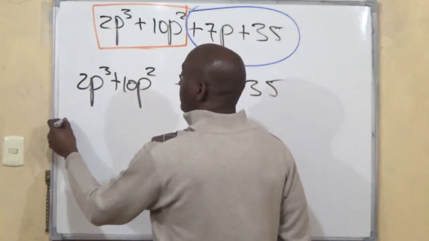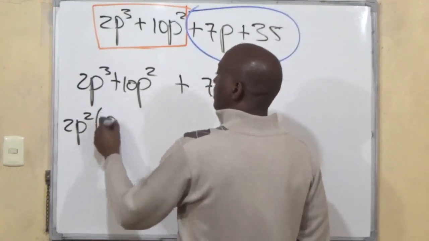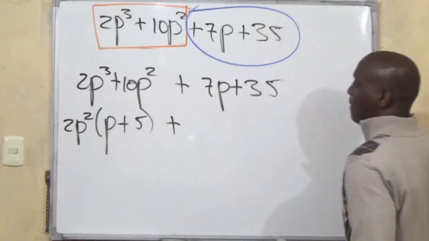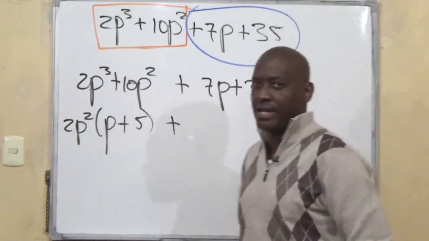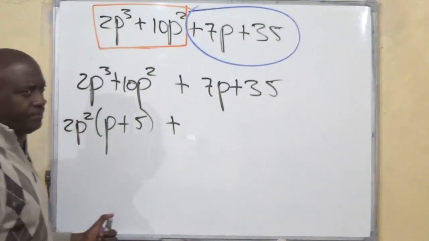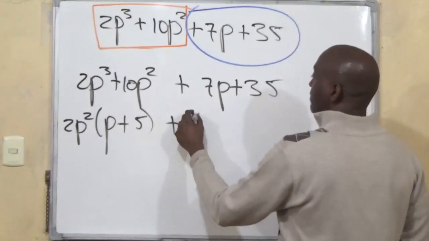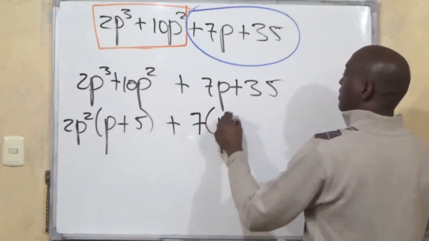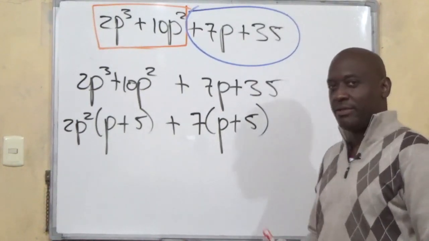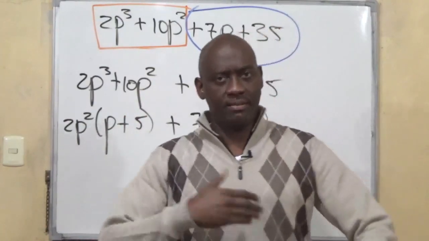So if you factorize this, you'll get 2p squared into p plus 5, still plus, and then over here, 7p plus 35. Same univariate binomial. You have 7 as a common factor, so you have 7 into p plus 5. So you invoke the other thing that I would have mentioned in my first video on factorization that I tell my students about all the time.